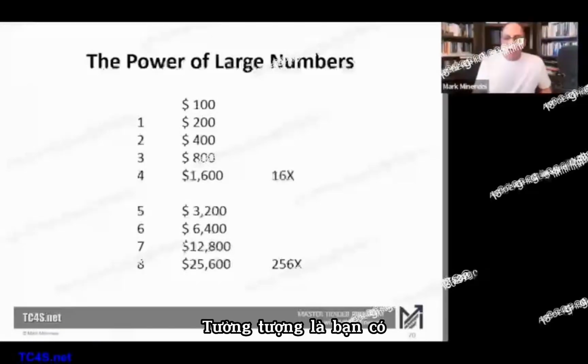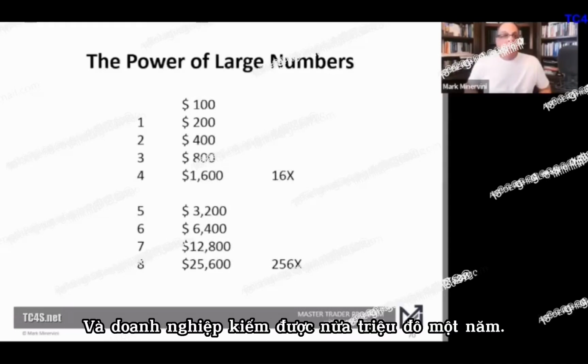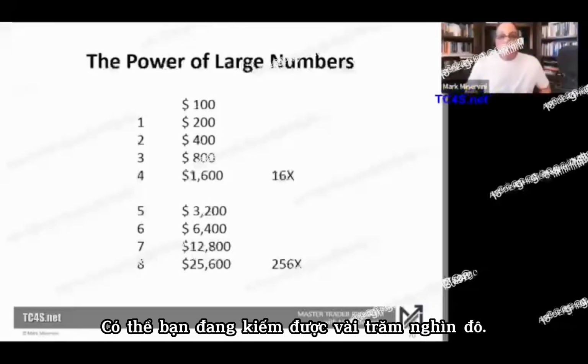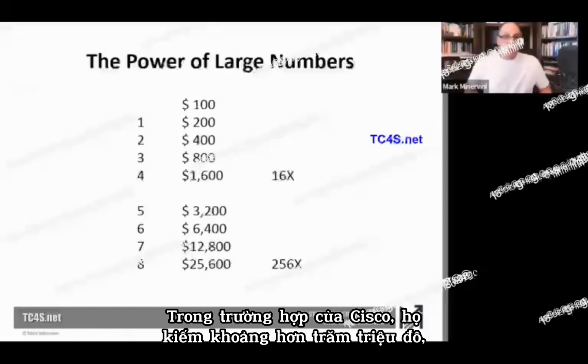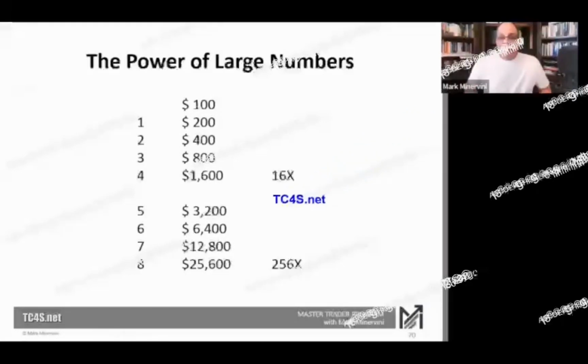So just imagine you had a little company, you were a contractor, a plumber, and maybe you're doing $500,000 a year in business. You make six figures. Your profit margins are 30-40%. Maybe you're making a couple hundred thousand. Well, in the case of Cisco Systems, which was a $100 million plus company to start with, I can't remember, they were a mid cap company back then.